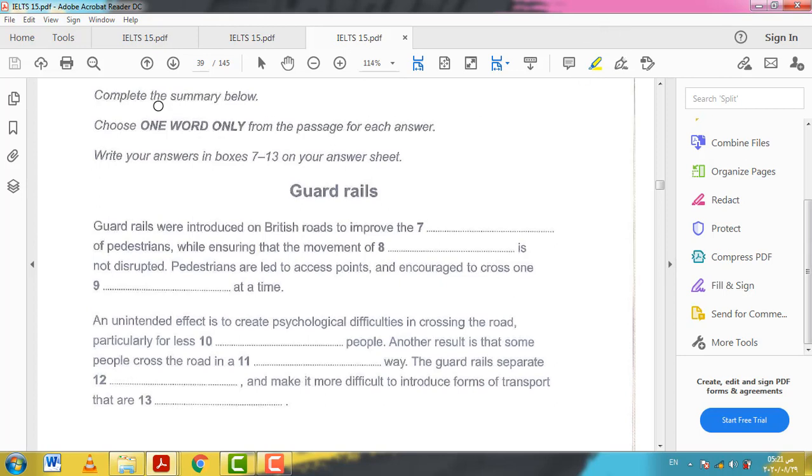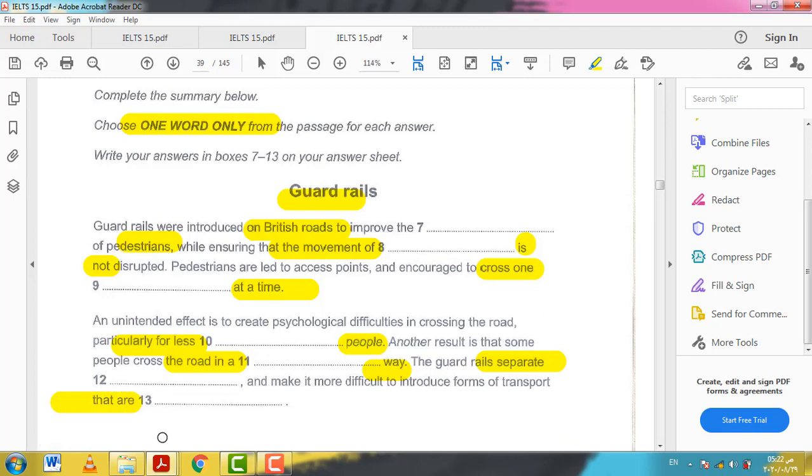And here, complete the summary with one word only. Guardrails introduced on British roads to improve the what of pedestrians, ensuring that the movement of what is not disturbed. Pedestrians are led to access points and encouraged to cross one what at a time. An unintended effect is to create psychological difficulties in crossing the road, particularly for less what people. Another result is that some people cross the road in a what way. The guardrails separate what and make it more difficult to introduce forms of transport that are what.